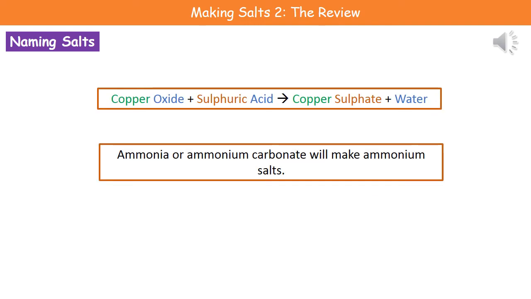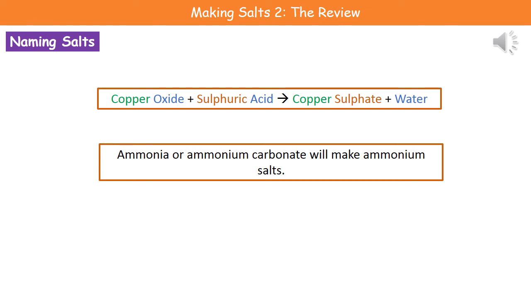So to get the name of our salt, quite simply, what we need to do is look at the name of our metal compound. Whatever the metal is goes with the first part of our salt's name. Then look at the acid, and depending on what acid we've got gives us the second part. So in this example I've given you here, we've got copper oxide plus sulfuric acid. So copper goes to make the first part of our salt's name, and sulfuric acid always makes a sulfate, so we're going to make copper sulfate. And then obviously because it's copper oxide, we also make water.